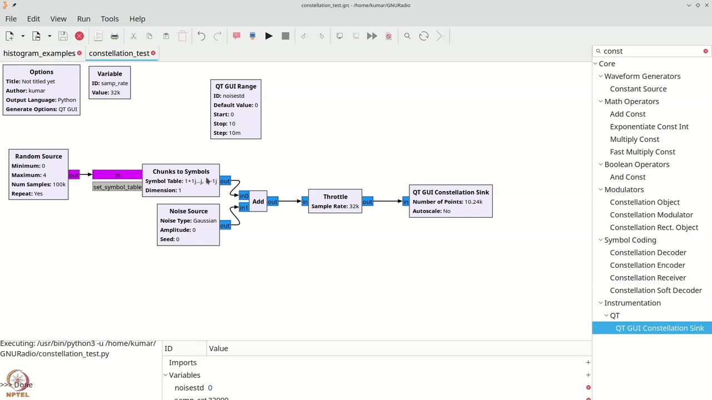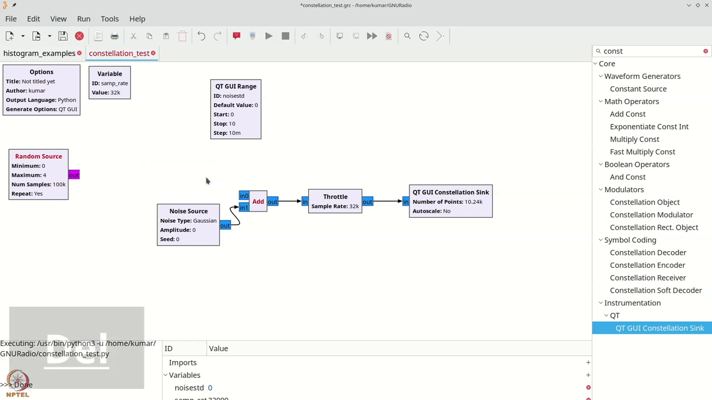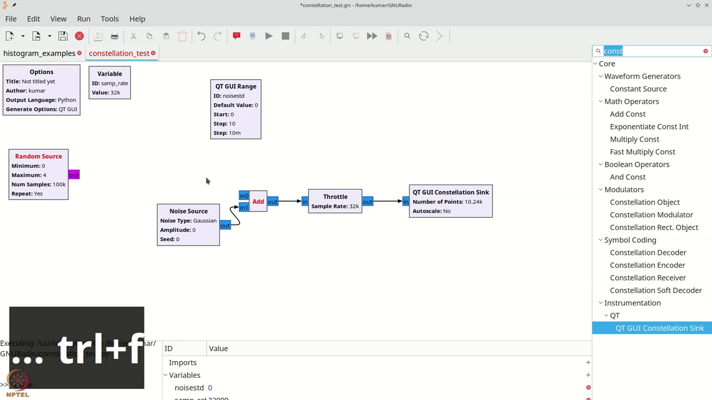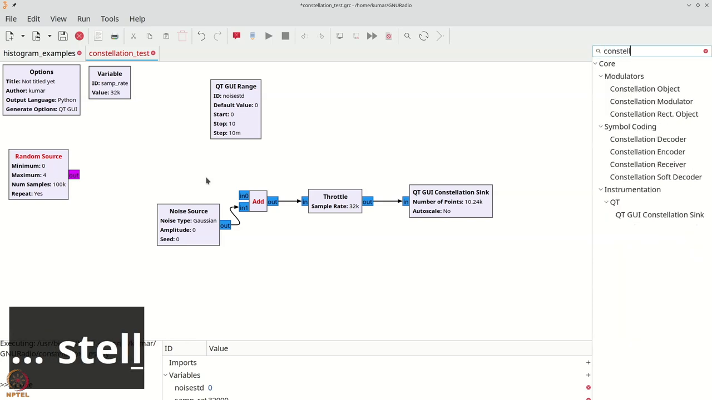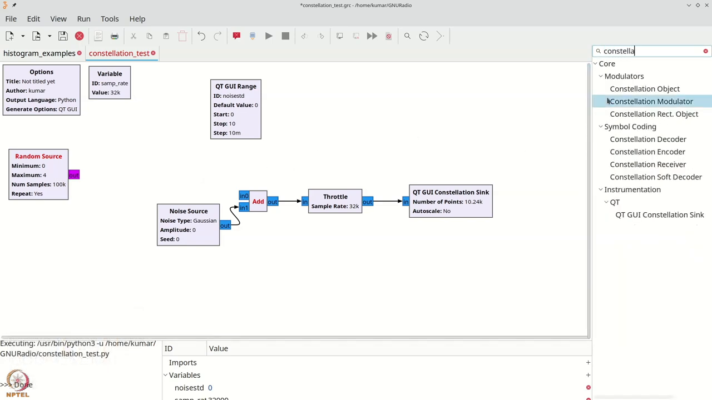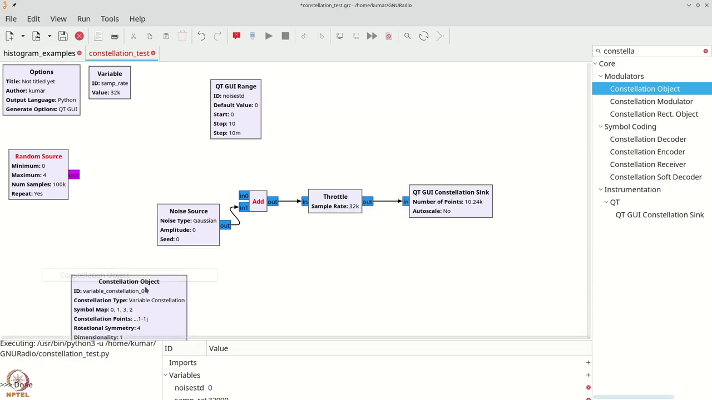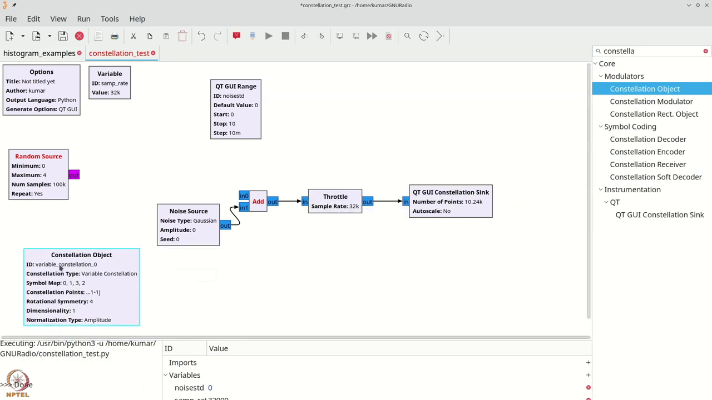So there are three blocks that we will see. First, we will see two of them. Let's remove chunks to symbols and first do Control F and get constellation object and place it on our flow graph. Now this constellation object is a strange block, just like variable and range. It doesn't have any inputs and outputs, but it is a specification that results in a variable. This variable is of type constellation.